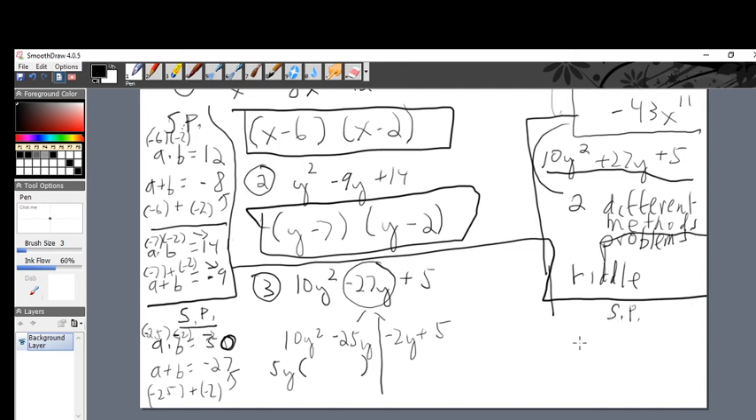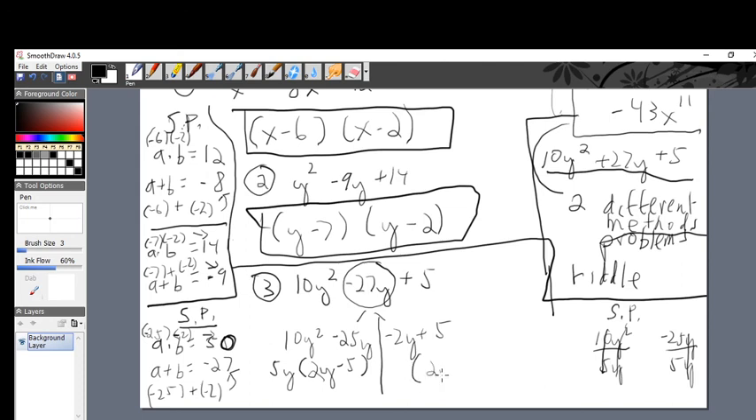We have some scrap paper here. Let's take care of 10y squared divided by 5y. And let's take care of negative 25y divided by 5y. 10 divided by 5 is 2. And y squared over y is going to be a y. What about this? Negative 25 divided by 5 is going to be negative 5. And the y's cancel each other out. So that's it. Now for the factor by grouping, we hope for the best.